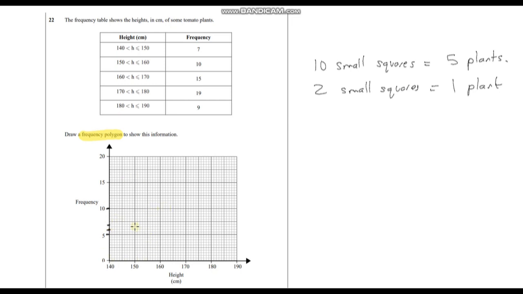I know it's quite hard to see because it's quite a small diagram, but we're going to go from 145 up to 7, which is here. So you want to get it on that point there. Now let's look at the next row.